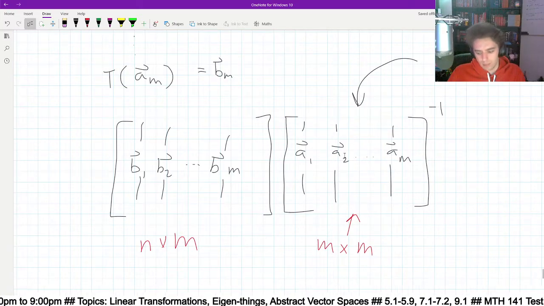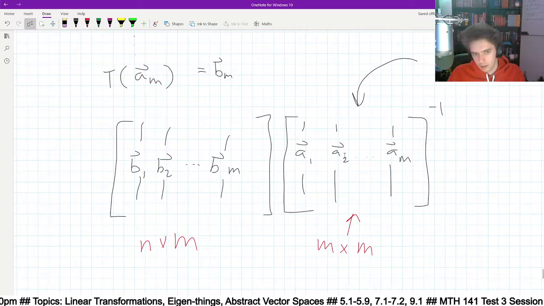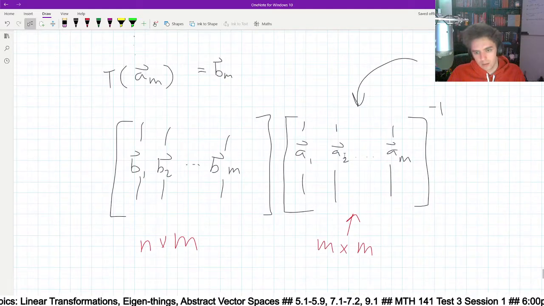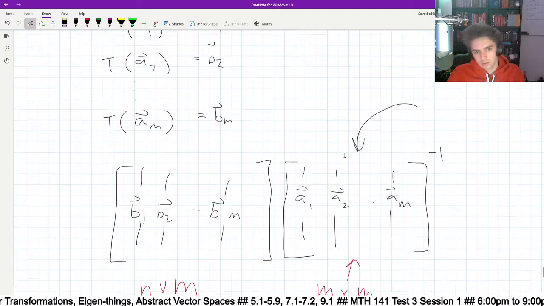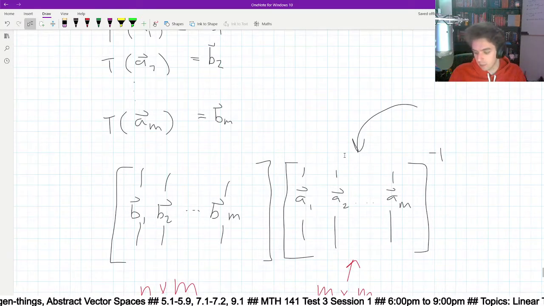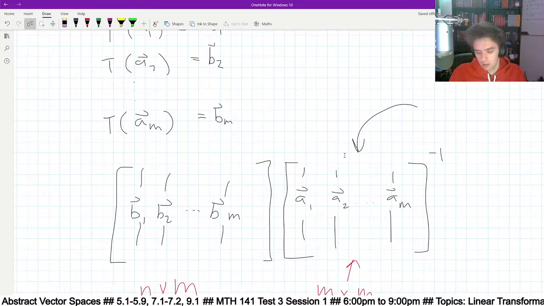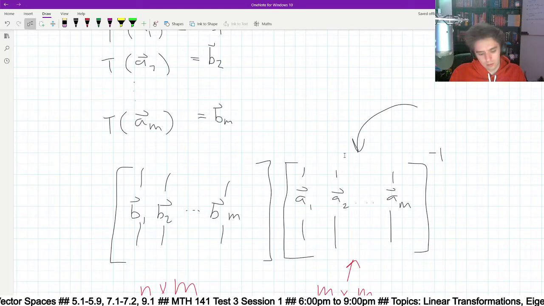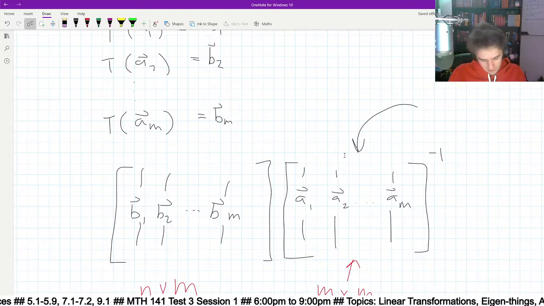Yeah, thanks. Yeah, no problem. So this would get pretty complicated if you got like T of R4 to R3. Yeah, but it would be the same process. It would get complicated, but it would be the same process. Okay, so that's what I'll expect on the test. Yes. I guess that's how it is for us.